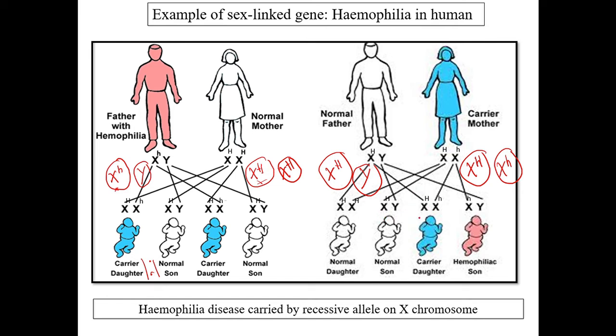Meanwhile, if this gamete fuses with this one, this will be a carrier daughter, one normal copy and one recessive gene, a carrier. The thing about a carrier daughter is that she will not have the genetic disease, which is hemophilia, but she can have mild symptoms of hemophilia.